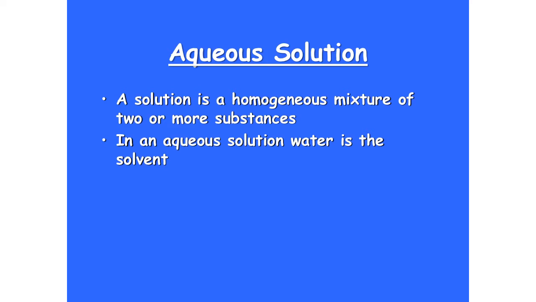To start with, we're going to do a little bit of basic review for solutions. So an aqueous solution is a homogeneous mixture of two or more substances. So if we have an aqueous solution, it's going to be water-based. So water is the solvent and the solute has been dissolved, so therefore it is homogeneous.